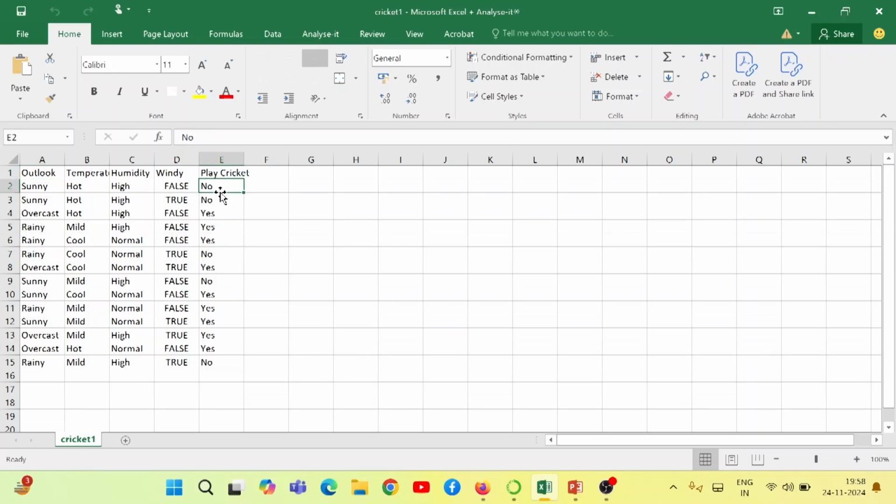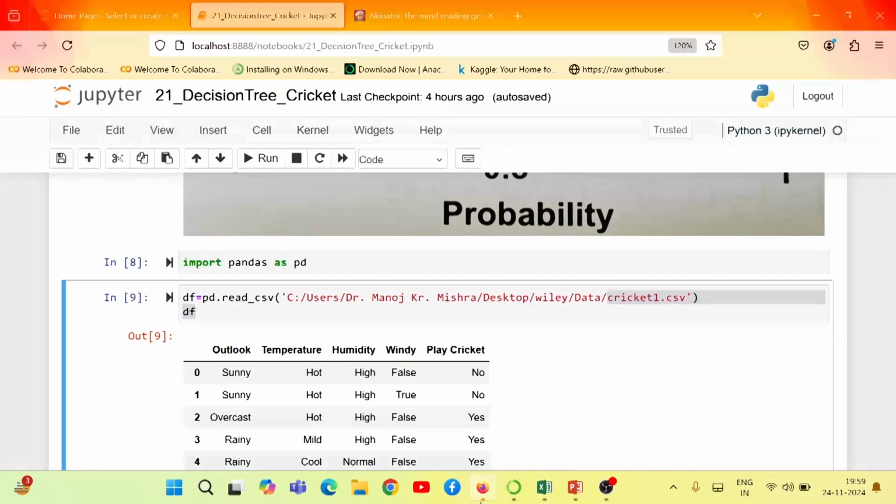Now since this total data is in the form of strings only, or you may say text, we have to convert all these columns into numeric, right? So for this purpose we have to use the label encoder. Let me show you that one.